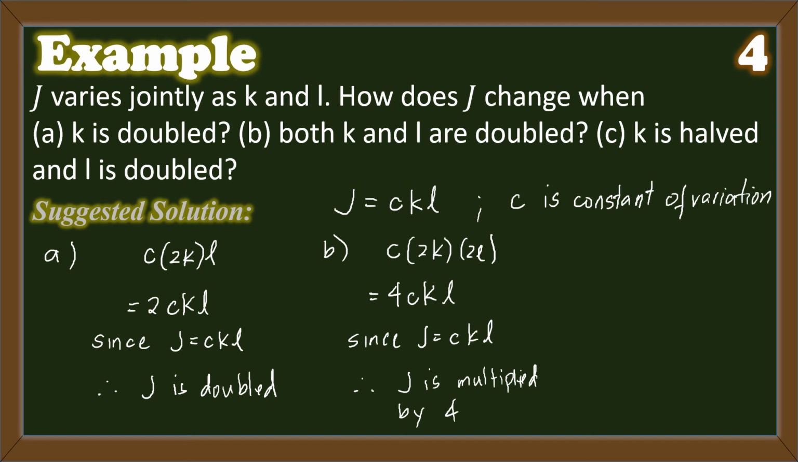Punta naman tayo sa letter C. K is halved and L is doubled. Meron tayong C, the constant of variation, times 1/2 K times 2L. K is halved and L is doubled. I-simplify natin. 1/2 times 2 is equal to 1. Kaya pag i-multiply natin, ito pa rin ay C times K times L. Since J is equal to CKL, therefore, J remains the same.